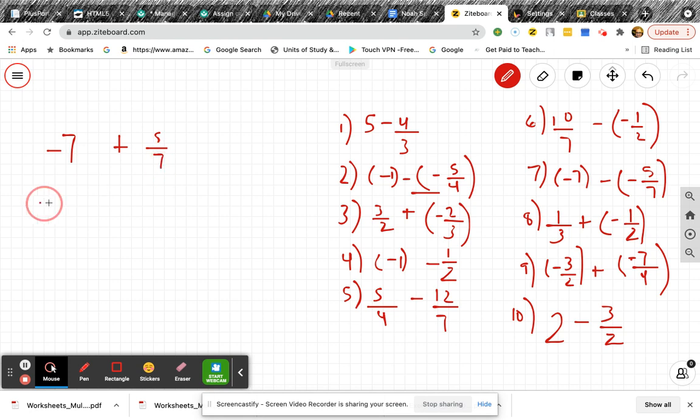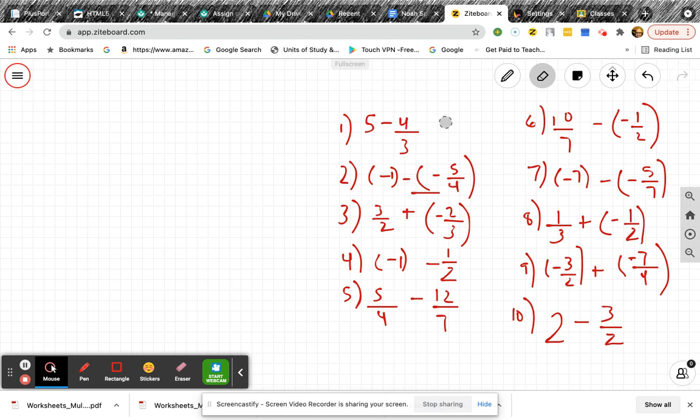We're going to change this into sevenths. So this would be -49/7 plus 5/7. So this would be -44/7 is the correct answer. That was number 7. Number 8 is 1/3 plus a -1/2.